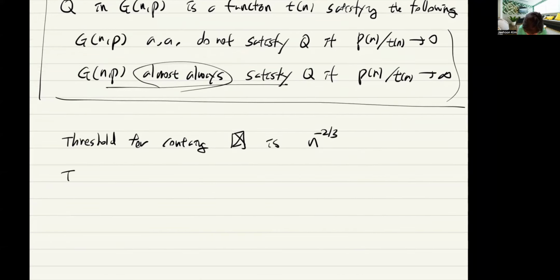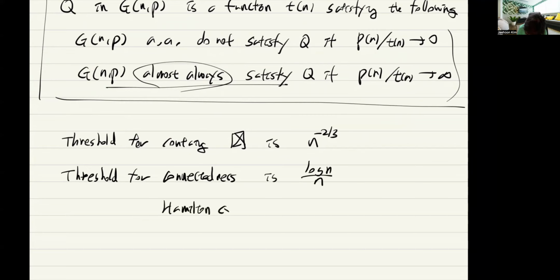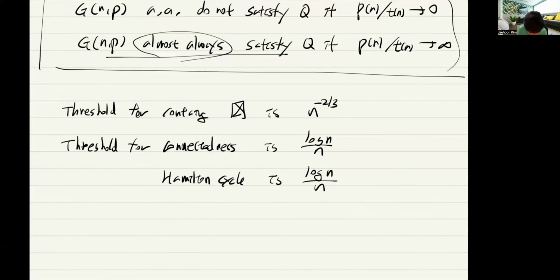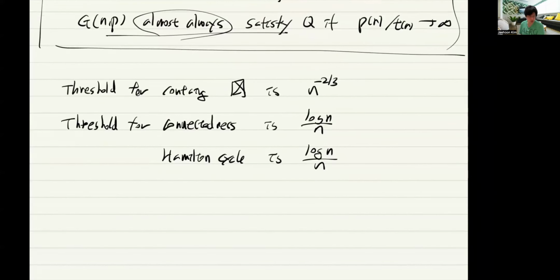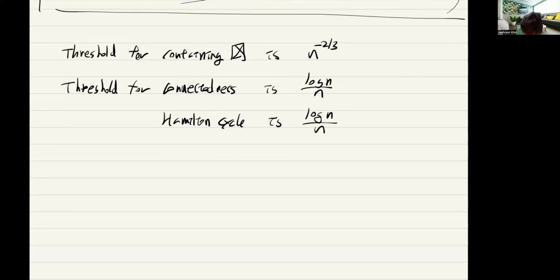And the threshold for connectivity is like log n over n, and for a Hamilton cycle it is about log n over n as well. Those are the things that we learned. And in general, we are interested in how to compute or how to estimate this threshold. Is there any good way?